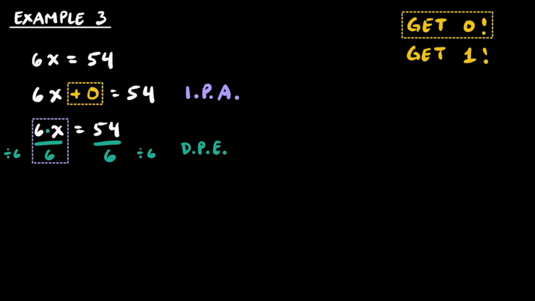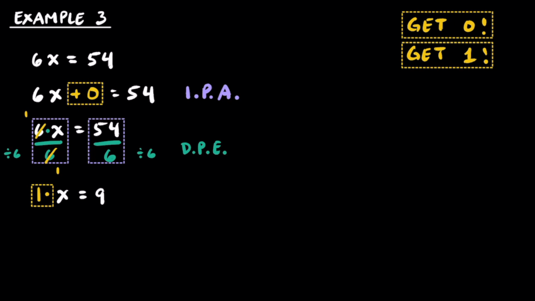On the left side of the equation, we have 6 times some number x, but then divided by 6, so these 6's are going to cancel out with each other, and we're left with 1 times x on the left side. On the right side of the equation, 54 divided by 6, or 54 over 6, simplifies down to equaling 9.